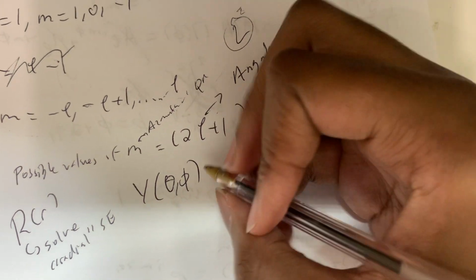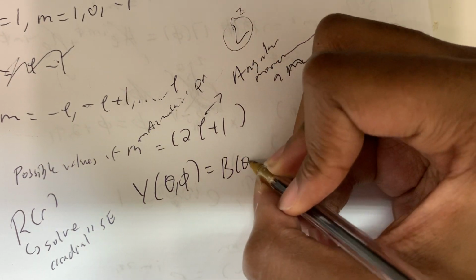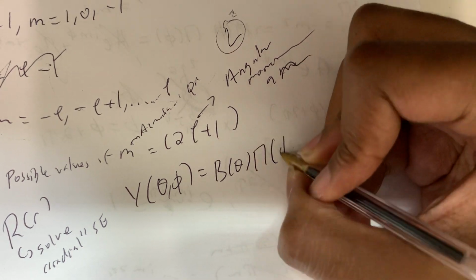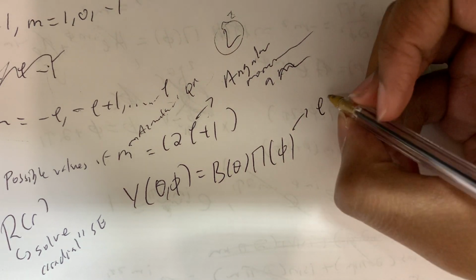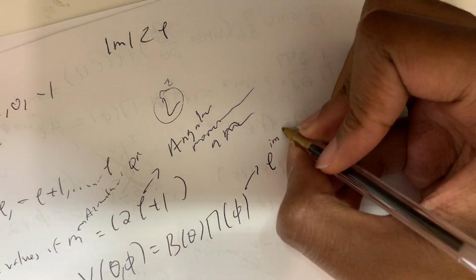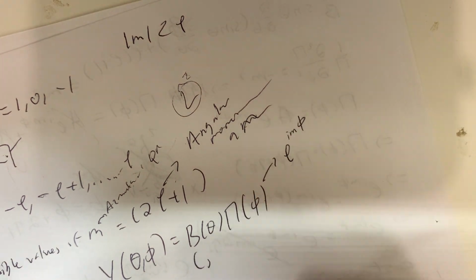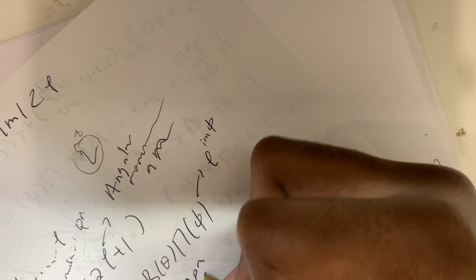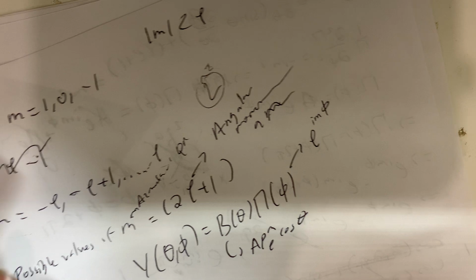Okay, so Y of theta and phi is just Θ of theta times Φ of phi. Φ of phi was just e to the i m phi, right? And Θ of theta, remember, that was just this one over here, A times P_l^m of cosine of theta, right?